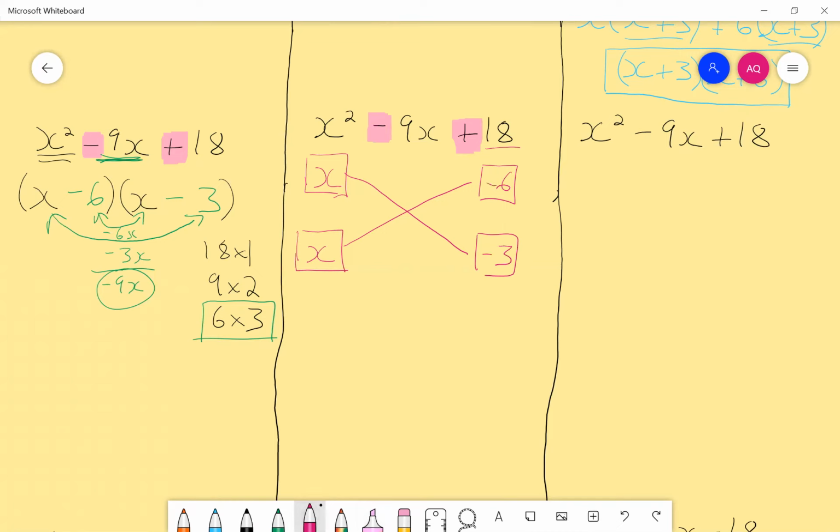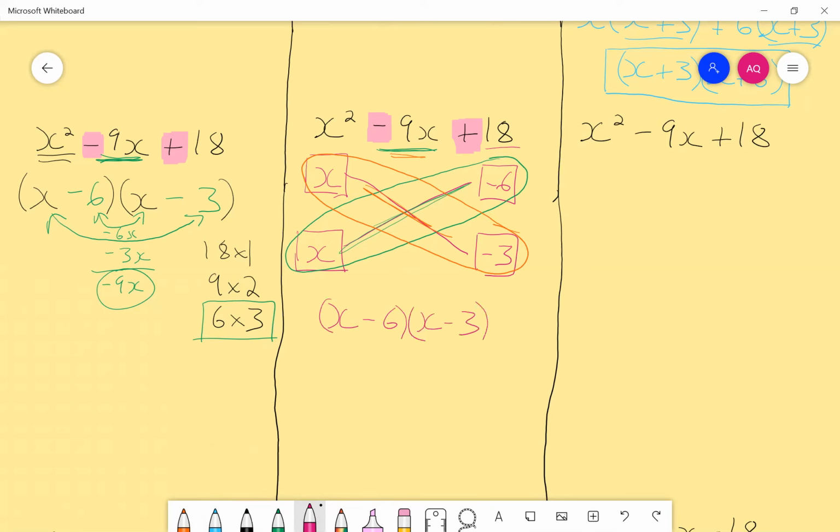Now, why do we actually even use the cross here? The way the cross will work is you multiply along the cross to see, did you get minus 9x? So along the cross there, we get minus 6x. And then along the cross the other way, we get minus 3x. Okay, minus 3x and minus 6x do give us the minus 9x that we want. So we can then write our answer as x minus 6, x minus 3.